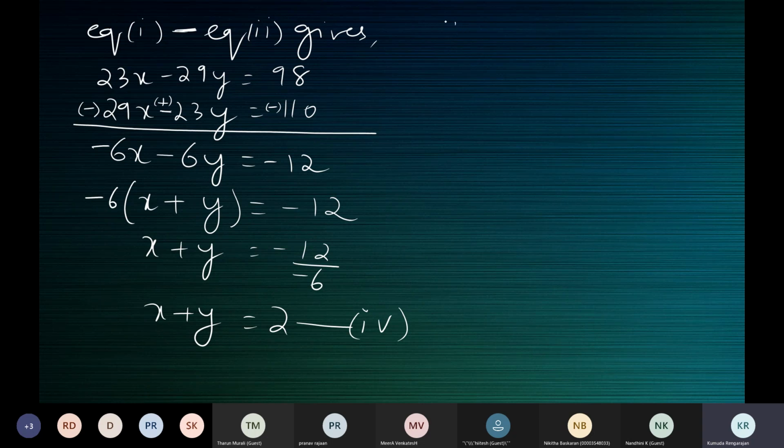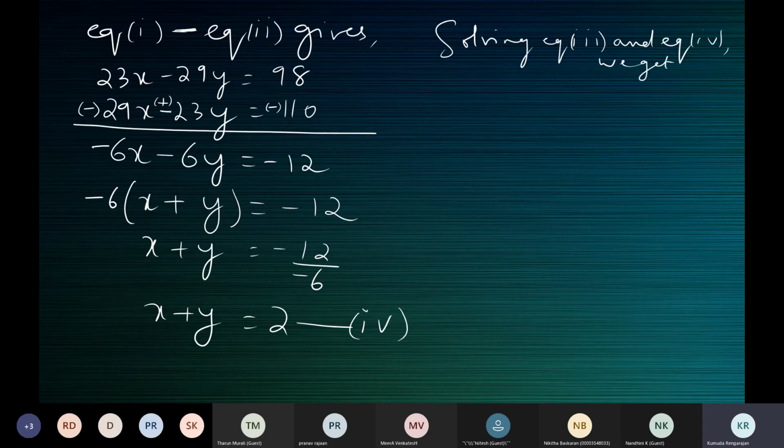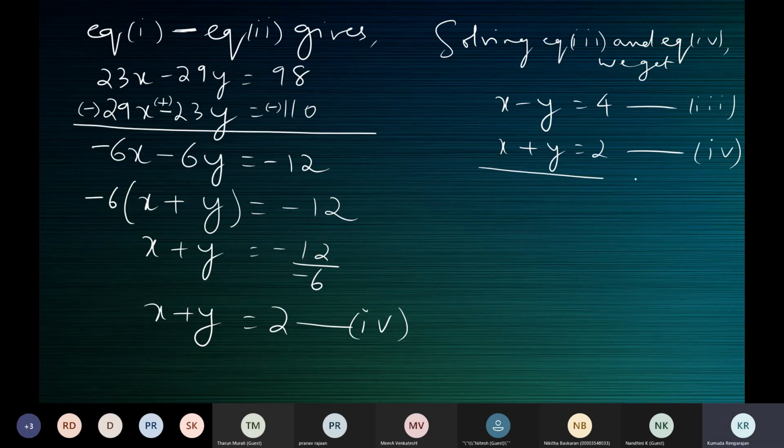Now let us solve. Solving equation 3 and equation 4. What's equation 3, children? X minus y is equal to 4. This is equation 3. And equation 4 is x plus y is equal to 2. Let's solve these two simple equations now. You don't have to equate, the coefficients are already equal. So you can directly eliminate one of the variables.